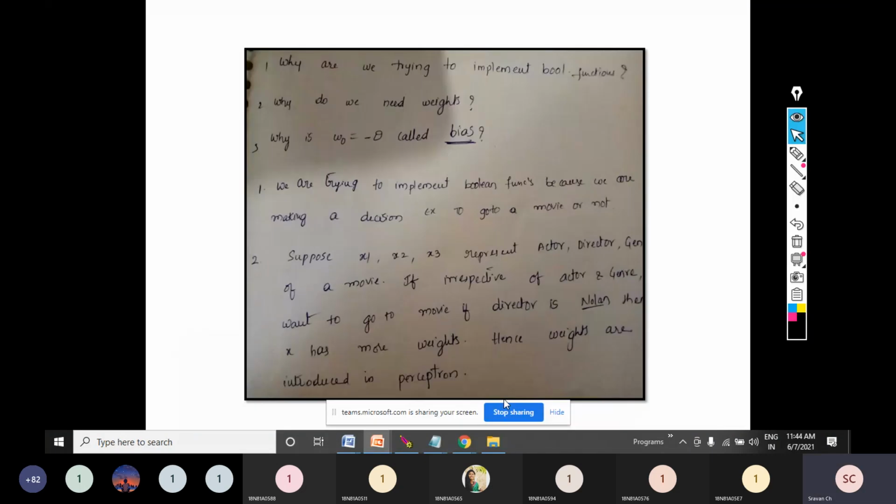So this we have discussed, and why W naught equals minus theta is called bias, all those things we have discussed, right? So why are we trying to implement Boolean functions? Because we are making a decision whether to go to a movie or not. Means the outcome is Boolean, and I told you every time we may not deal with Boolean functions.